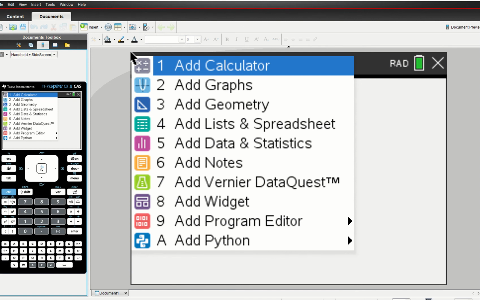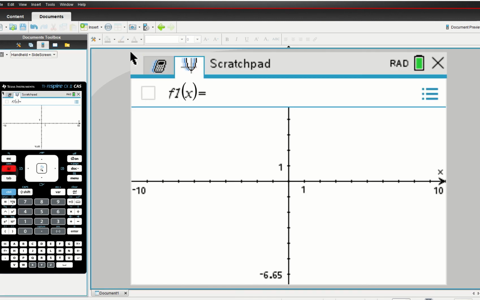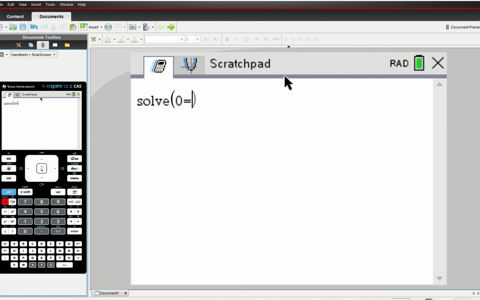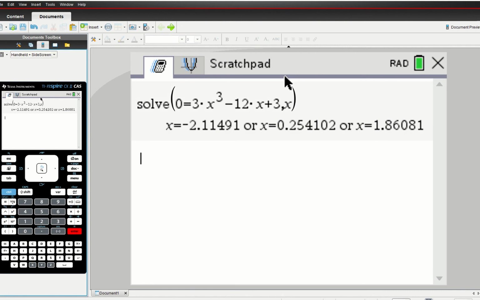All right, guys. So what we're going to want to do is go ahead, menu. We can go algebra. We can solve. And we can just type in that equation. 0 equals 3 times x to the 3rd power. Make sure you get out of the exponent. And then we have minus 12 times x plus 3. So we set it equal to 0, but then we have to tell it to solve for x. So we're going to go comma x, enter.